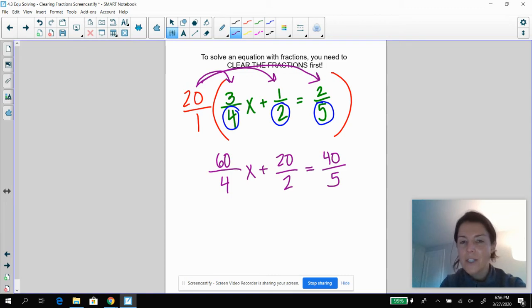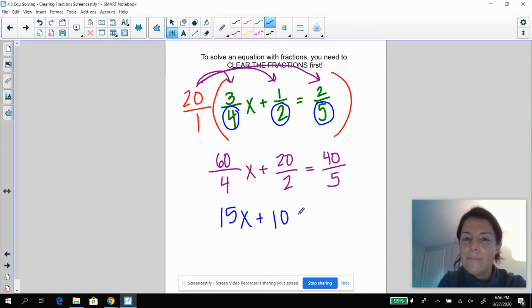Shoot, I still have fractions here. Or do I? I actually don't, because we haven't simplified this yet. What's 60 divided by 4? Aha, 15. What's 20 divided by 2? 10. And what's 40 divided by 5? 8.